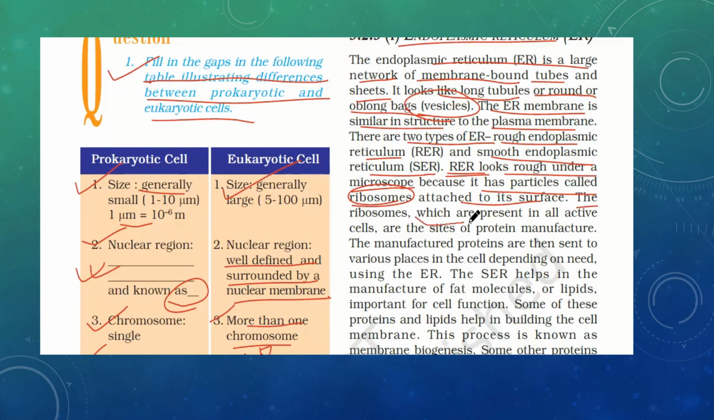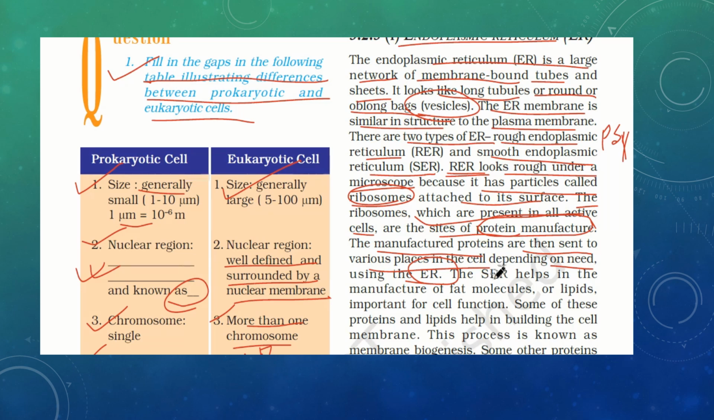The ribosomes which are present are in all active cells. So what is their function? They are the sites of protein manufacture. Protein synthesis is happening in the ribosome. Now the manufactured proteins are then sent to various places in the cell depending on the need, using the endoplasmic reticulum, right? Whatever protein is synthesized is sent to several places of the cell depending on the usage, wherever it is required.